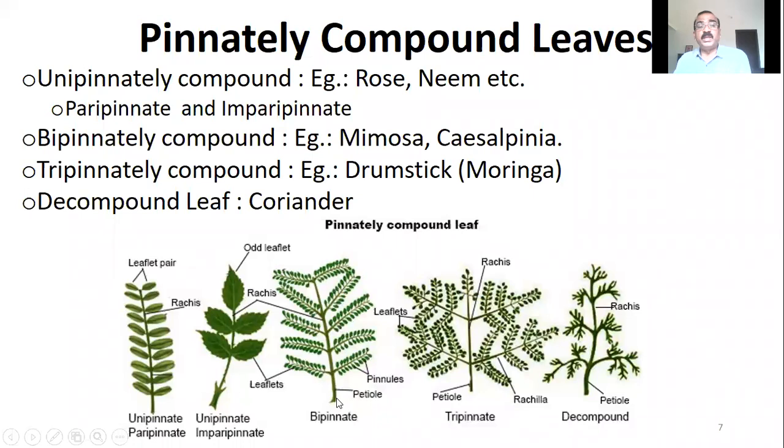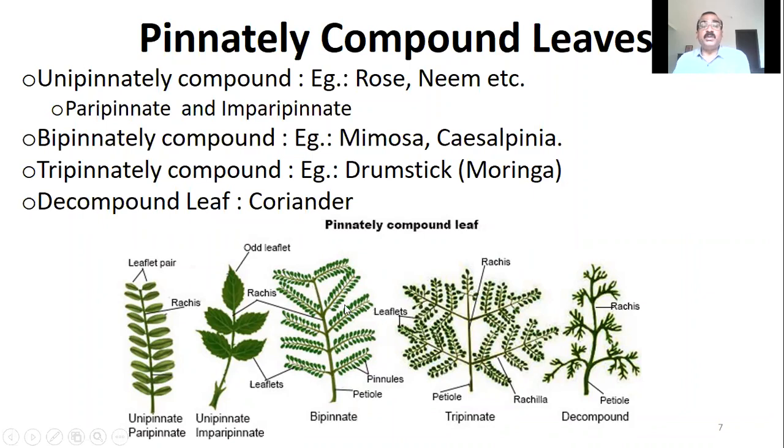This is an example for bipinnately compound leaf. Here, this is the rachis, that's the main axis of the leaf. It is divided once into branches. See, these are the branches of the rachis. So the rachis is divided once, and the leaflets are arranged on these branches of the rachis, not directly on the rachis, like unipinnately compound. So the rachis is divided once, and the pinna are arranged on the branches of the rachis. Now this is called as bipinnately compound.